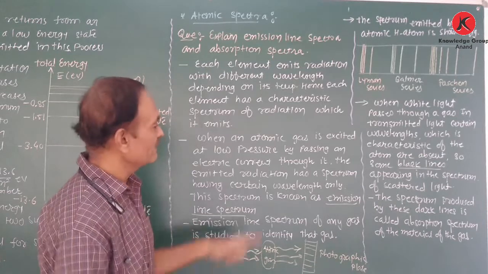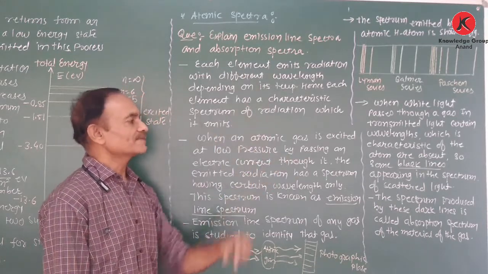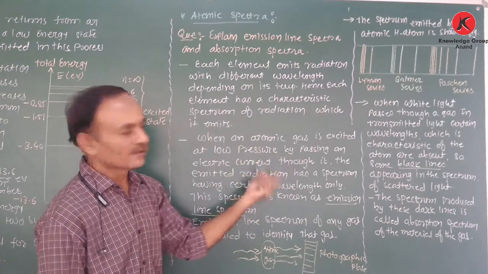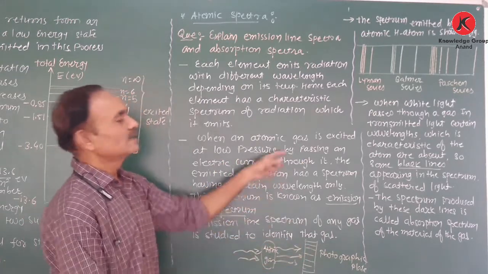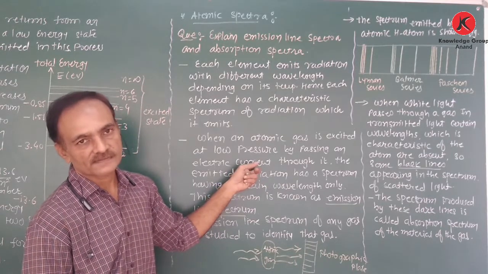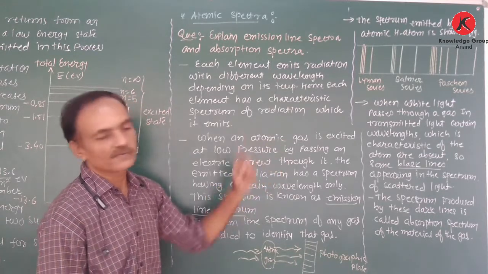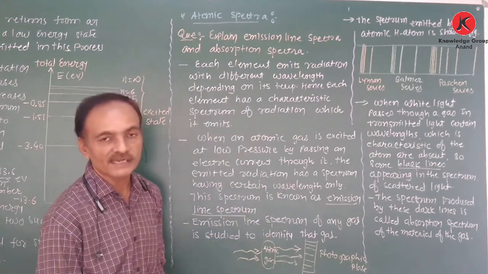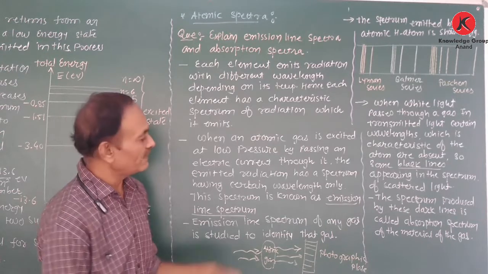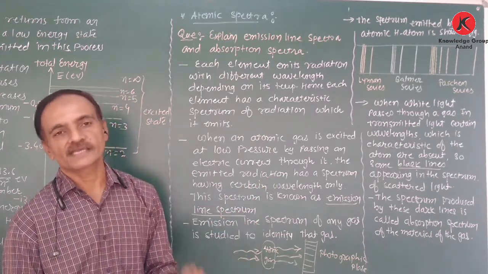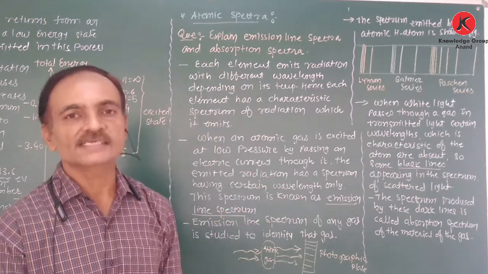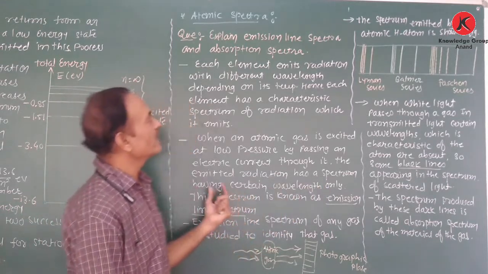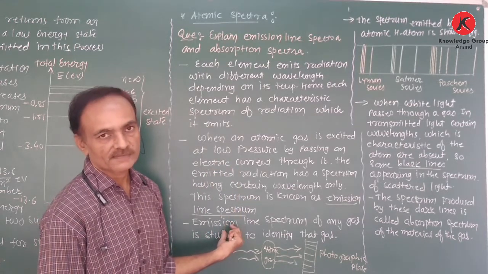Now, what is the difference between the emission and absorption spectra? Emission spectra is that in an atomic gas at low pressure, as the electric discharge is passed, due to the excitation of the atomic gas, light of certain wavelengths is emitted by the atomic gas. According to this emitted light, lines are obtained, and that is known as the emission spectrum.